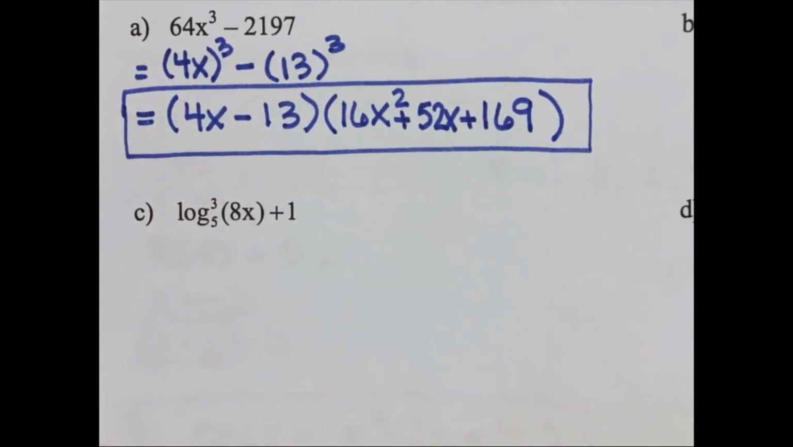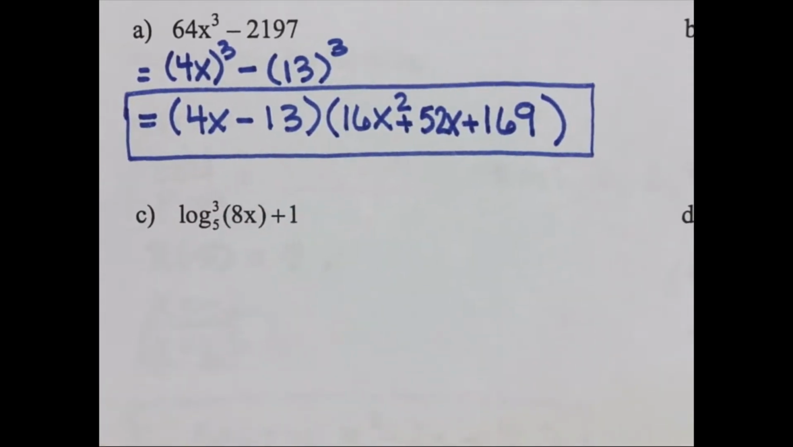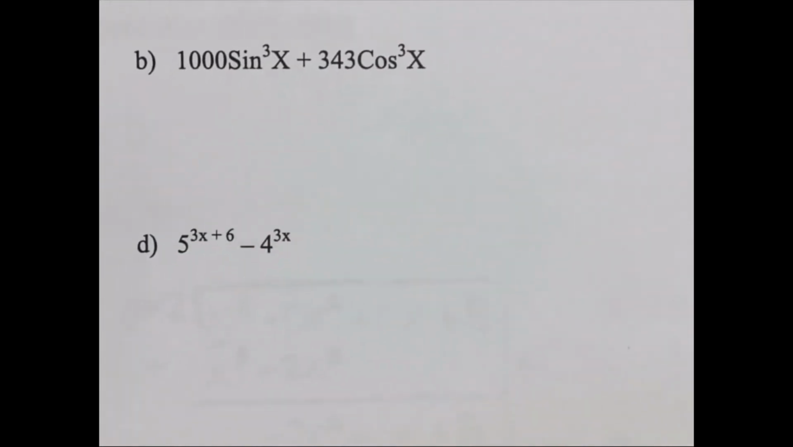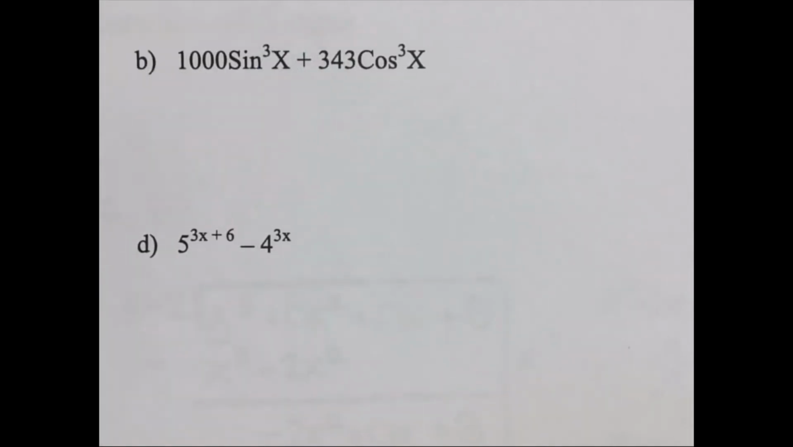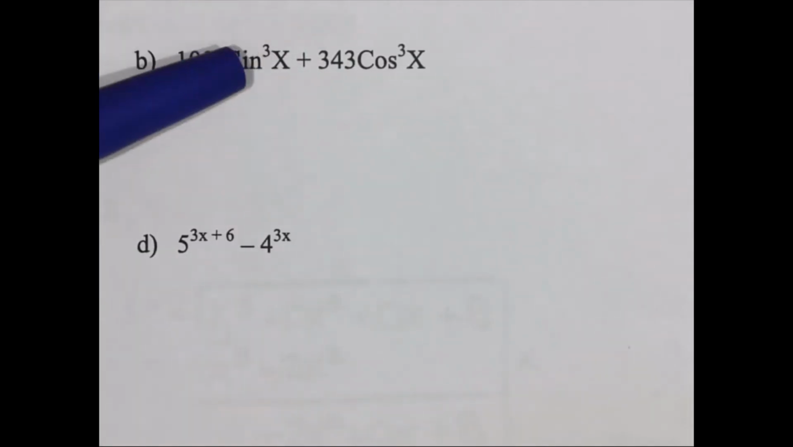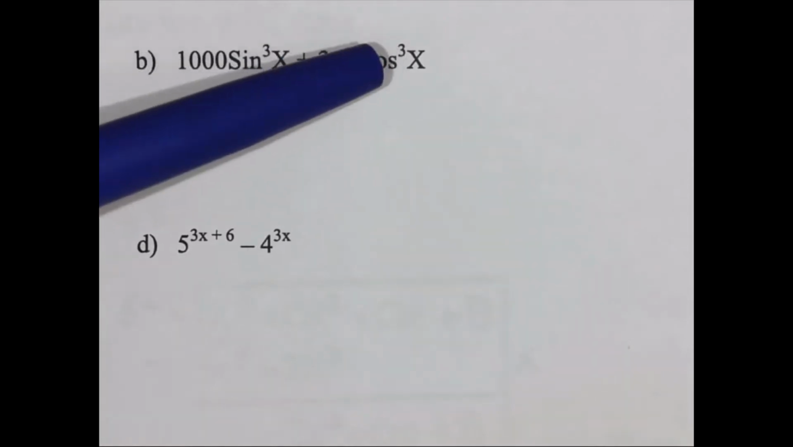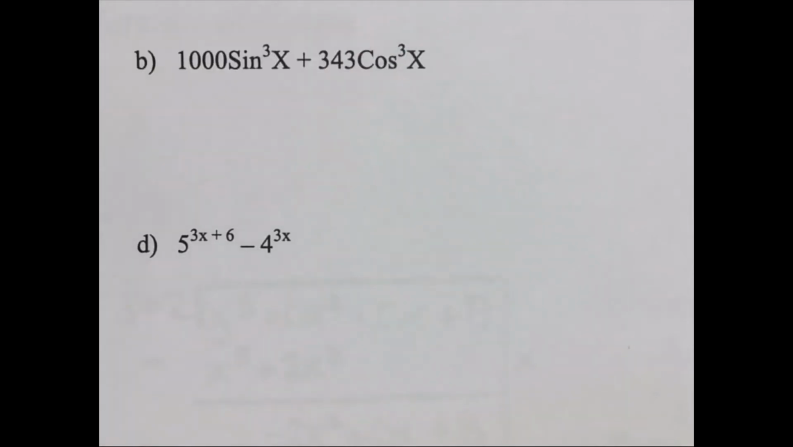All right, let's try another one. So this one here, I have 1,000 sine cubed x plus 343 cos cubed x. How do I know this is a sum or difference of cubes? Well, there's 2 terms. They are being added. That makes it a sum. Sine cubed has a power of 3. Cos cubed has a power of 3. And then if I check on my calculator, 1,000 and 343 both have nice cube roots.